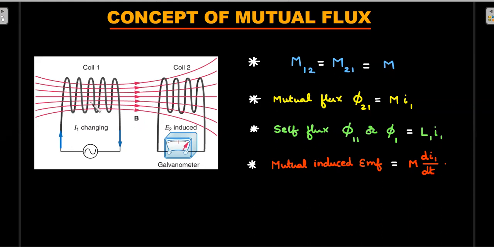Also, the self flux in coil 1 itself, you can write as the double subscript 1, or people prefer to write as phi 1, is L1 I1, that is the self-inductance L1 and the same current in itself. And the mutual induced EMF in this one is the differentiation of this with respect to time. So this would be M di1 by dt. If current were running in coil 2 and that was changing, it could induce a mutual flux in coil 1. That also we can write. So these are the basic formulae that people should be knowing before we move on. I just wanted to introduce that.